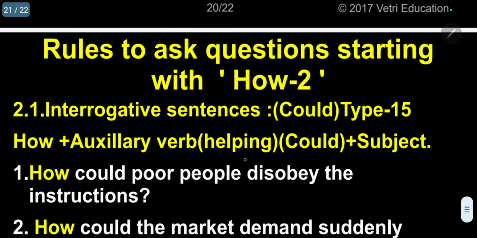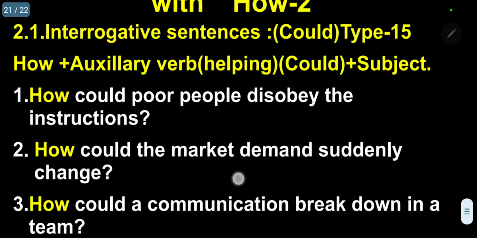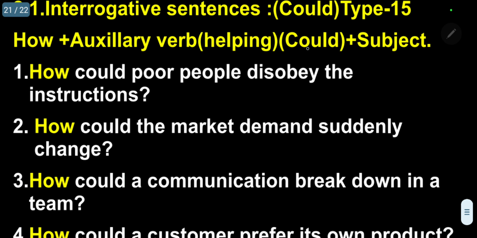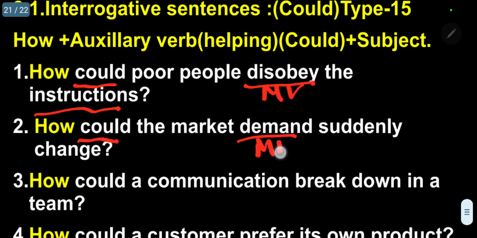Then I will use could as the auxiliary verb to raise questions. How could poor people disobey the instruction? Disobey, main verb; could, auxiliary. How could the market demand suddenly change? Demand, main verb; could, auxiliary.